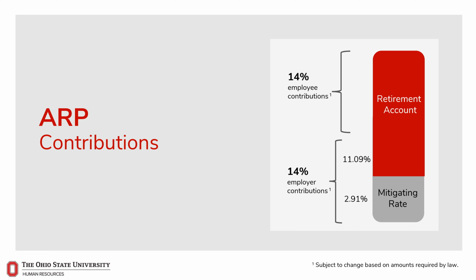In the ARP, the employee contribution and a portion of the employer's contribution are deposited into investment options that are available at your ARP account provider. The remaining employer contribution is the mitigating rate, and as required by law, goes back into the OPERS traditional pension plan to help fund past service liabilities. This amount is not applied to your account, and it is important to note that the mitigating rate is subject to change in the future. However, the law imposes a cap on how high the mitigating rate can go.